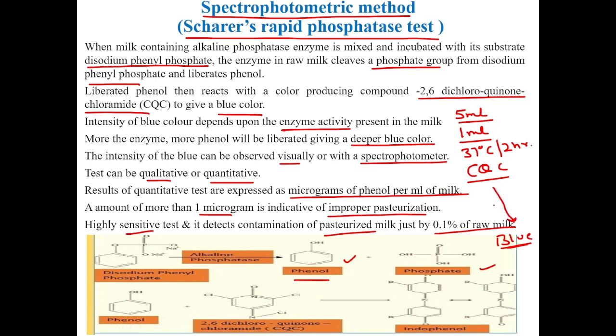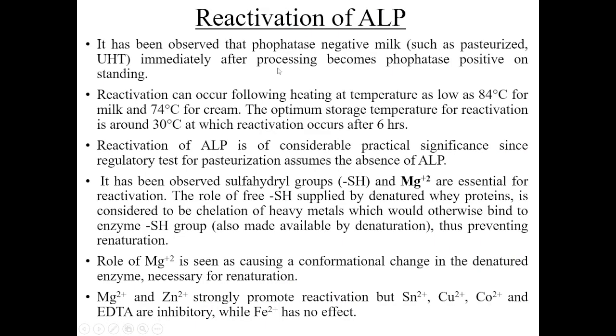And if blue color is not produced, then this indicates the milk is properly pasteurized, or there is no presence of alkaline phosphatase in the milk. So this is the third method, which is known as the Scharer rapid test phosphatase method.